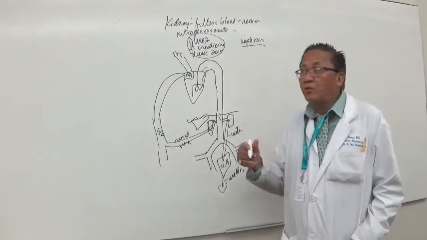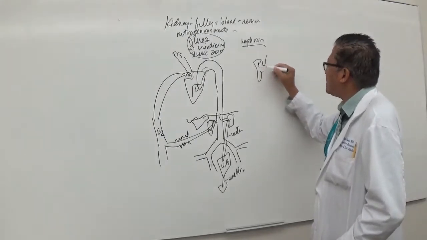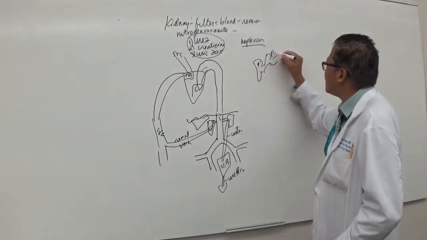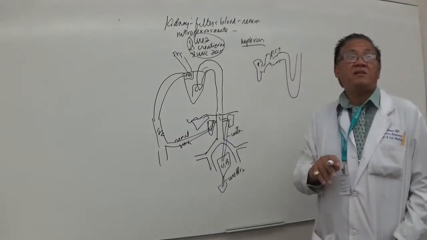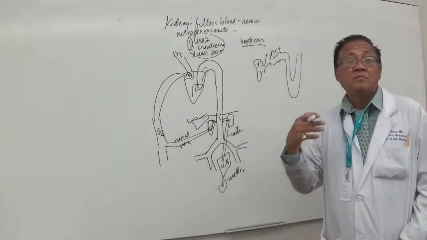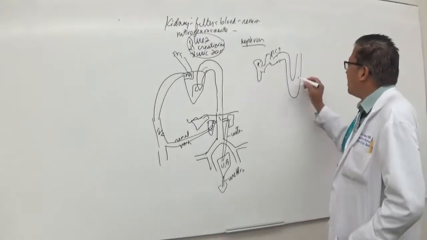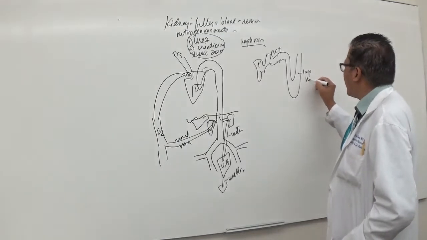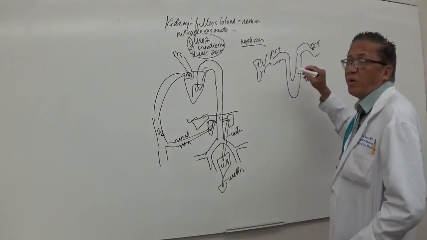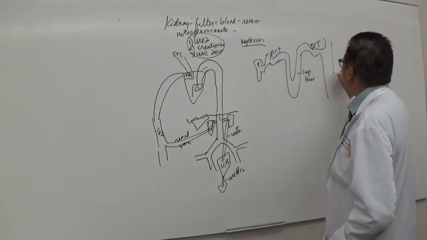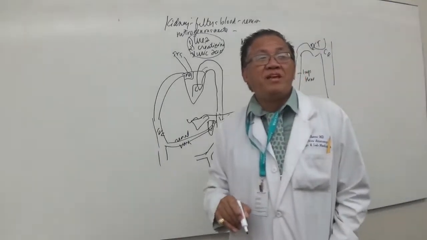Bowman's capsule. Okay, what else? Glomerular. So PCT, what is PCT? Okay, convoluted means it has a lot of coil. Tubule, it's a tube where the urine will flow initially. Then the loop of what? And then what? Distal convoluted tubule, and then the collecting what? Ducts. Each kidney has how many nephrons?